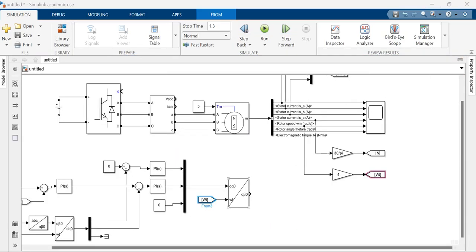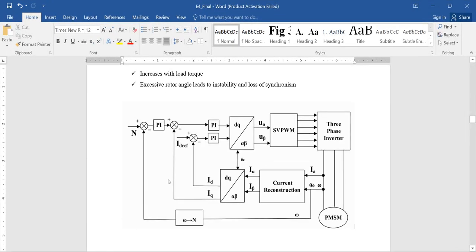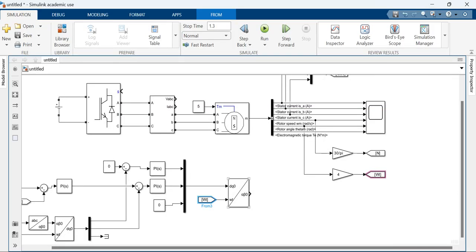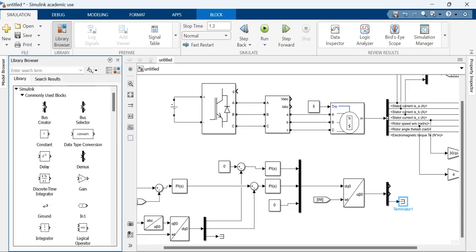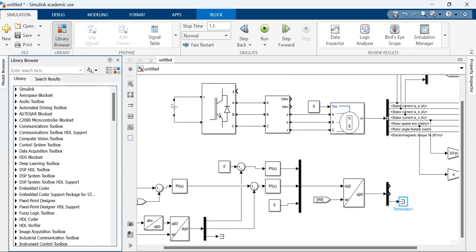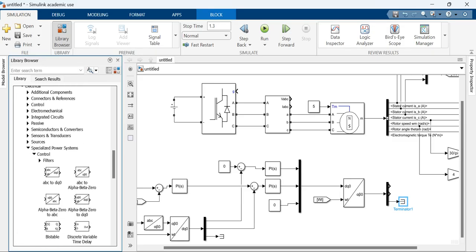Now this alpha beta has to be given to the SVPWM module. So I need a demux to separate this. So I take a demux. Now this is alpha beta and this is supposed to be 0. So I terminate it. And I need an SVPWM module, which is again available in the library browser under Simscape.